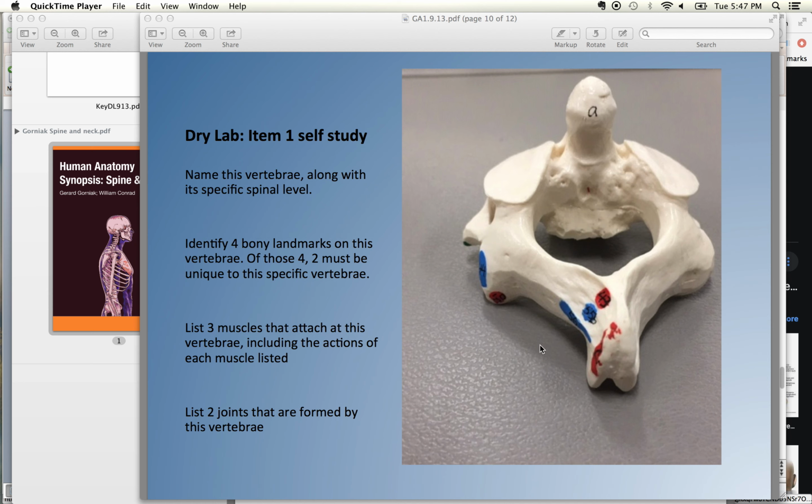Now this next question is quite lengthy, and I'll use some visual aid to help go over it. List 3 muscles that attach at this vertebrae, including the actions of each muscle listed. So I only asked for 3, but there are quite a few. There are more than 3. So I'm going to go over them in a layered approach. Okay? So starting with the most superficial layer of back muscles, the first muscle that attaches at C2 is the levator scapula, and it attaches on the transverse processes of C2.